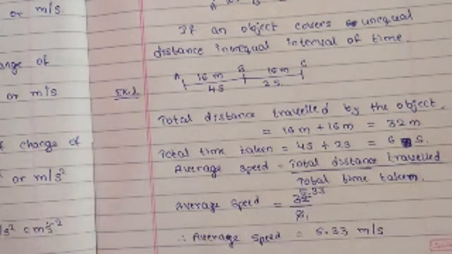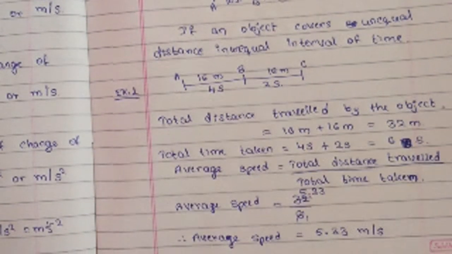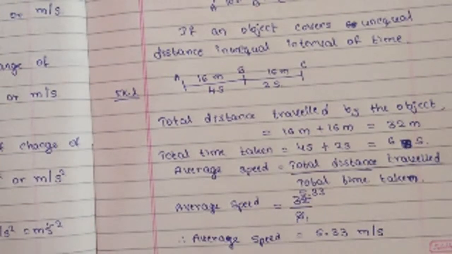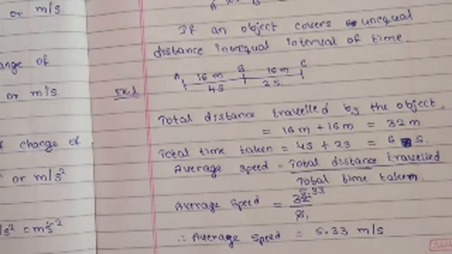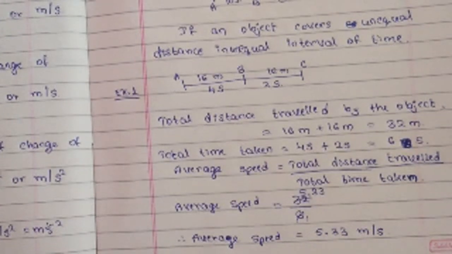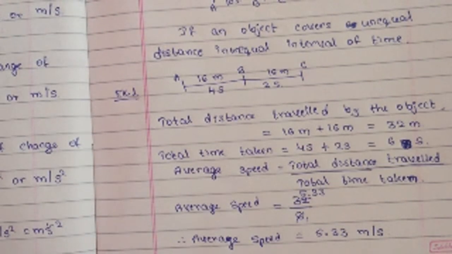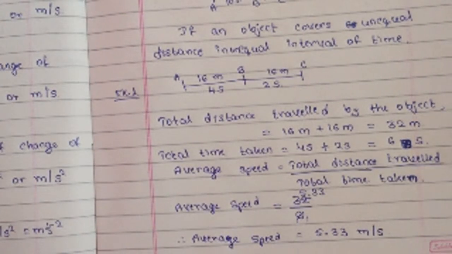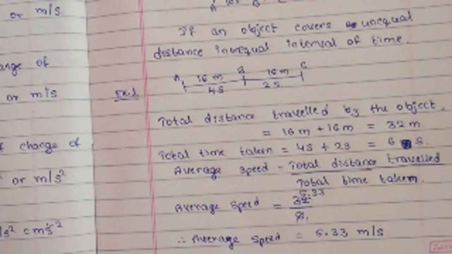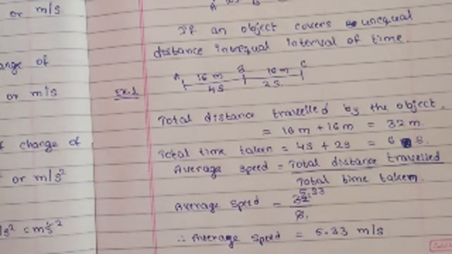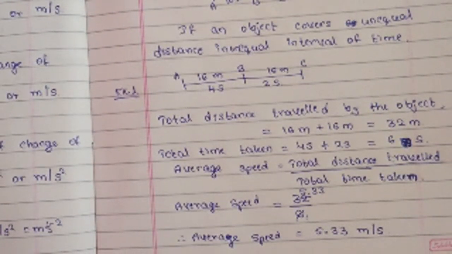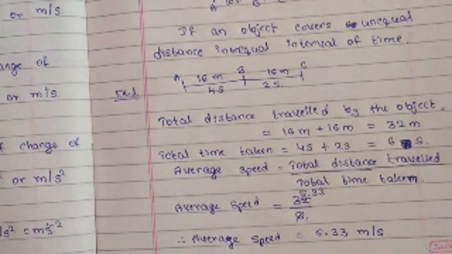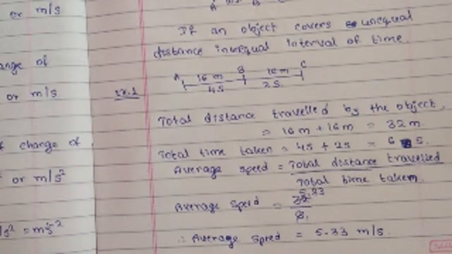Okay, don't copy the answer from the textbook, just solve and comment me the answer. The total average speed is equal to 5.33 meter per second. Just look at the steps and the answer. Okay, I think everyone understood this.